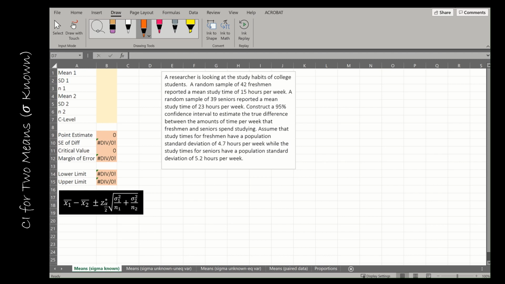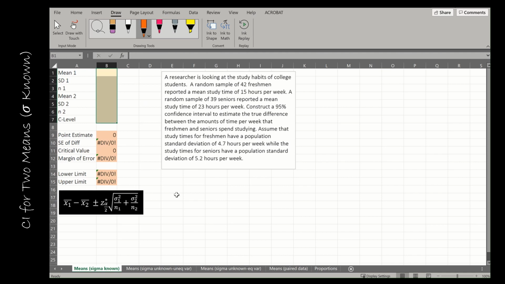So let's take a look at the formula. Remember, this is a formula for sigma known. So that just means that we have a population standard deviation that's known. The way that I'm setting up my cells is that these cells will be input cells. These are things that I'm going to get by reading the question. And then these cells are going to be computed for me based on those values.